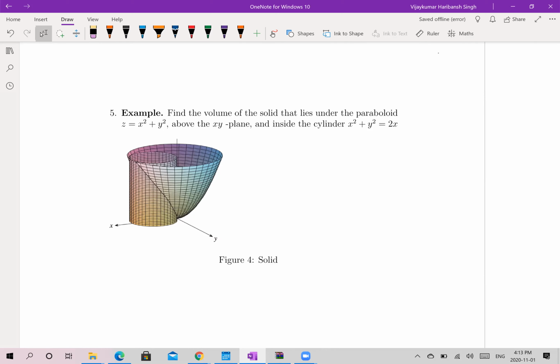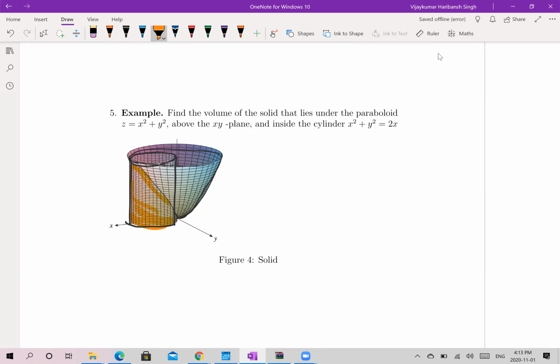Find the volume of the solid that lies under the paraboloid z square equals x square plus y square, which is this paraboloid here, and above the xy plane, and inside the cylinder x square plus y square equals 2x. So this is your cylinder. Essentially we're looking for this region here.